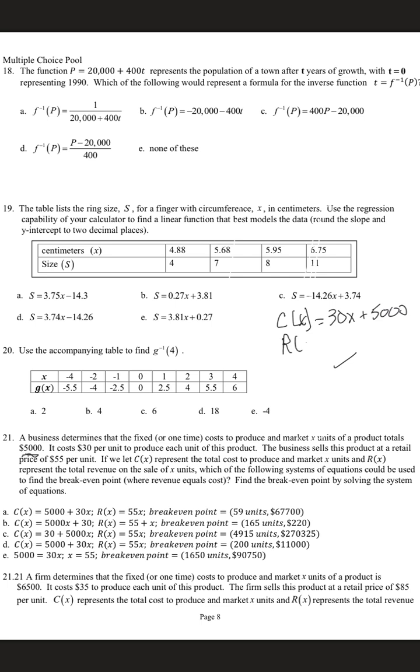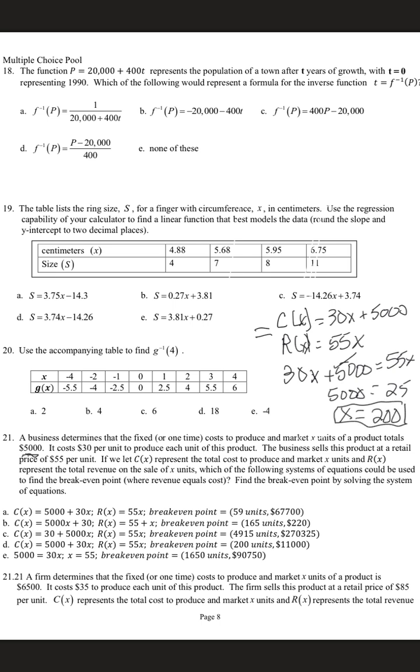Revenue is what goes in the cash register, and it says that we sell them for $55 each unit, and they want the break-even point. Remember, the break-even point is to set C of x equal to R of x. So 30x plus 5,000 is equal to 55x. I'm going to skip steps, subtract the 30x, and I get 25x, and I get x is 200.